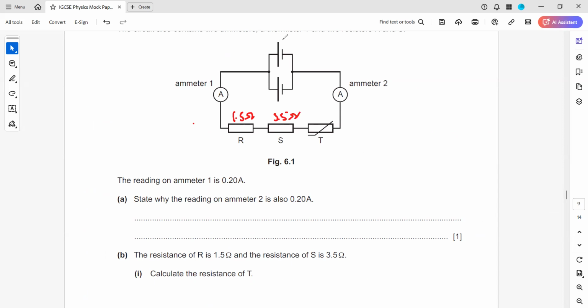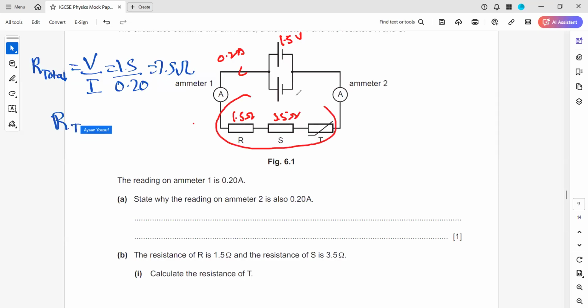First, I need the total voltage, which is 1.5, and the total current, which is 0.2 ampere. So first, using the formula V equals IR, I'll find the total resistance. Total resistance will be 1.5 divided by 0.2. That will give us the combined resistance, which is 7.5. And because they are connected in series, when I add the resistances of R, S and T, the total should equal 7.5.